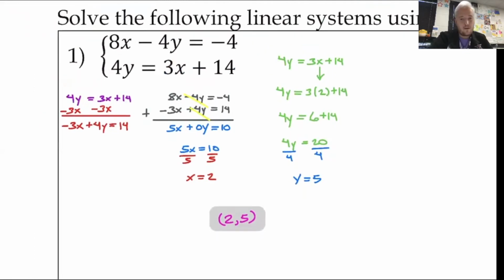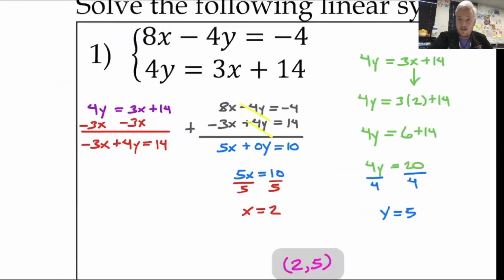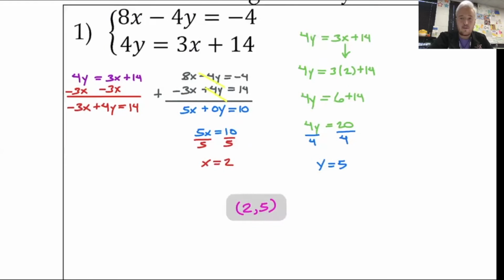So there may be an extra step at the very beginning that you may need to do, but depending on the setup, depending on the numbers, it may be necessary.